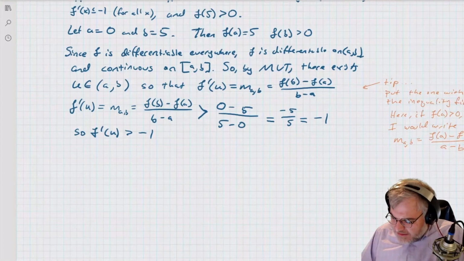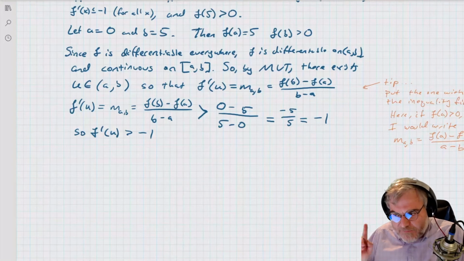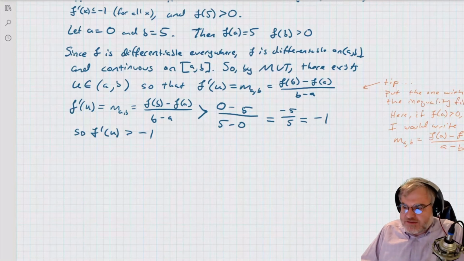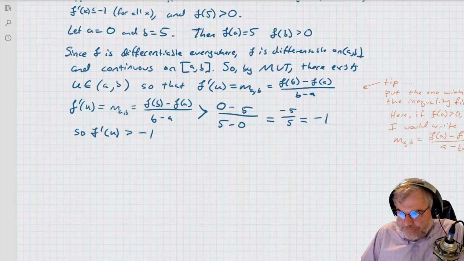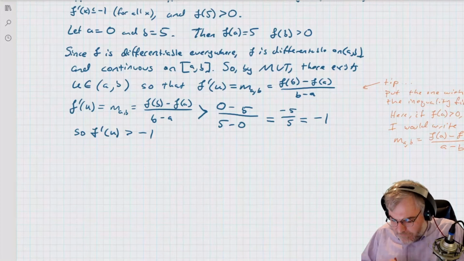And again, this worked cleanly because I checked to make sure that f of b, when I wrote it, f of b is the thing with the inequality. That goes first, front and top, so that I don't have weird things going on. Again, we're playing with inequalities. Let's keep them as nice as possible. We don't want mean inequalities.